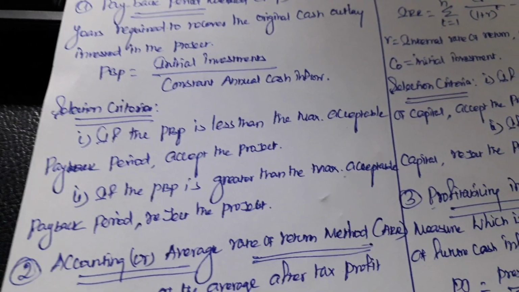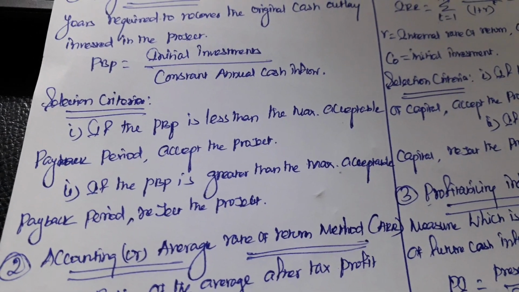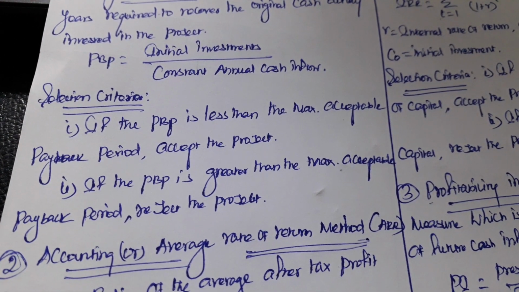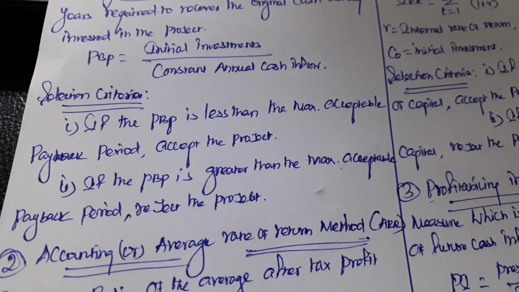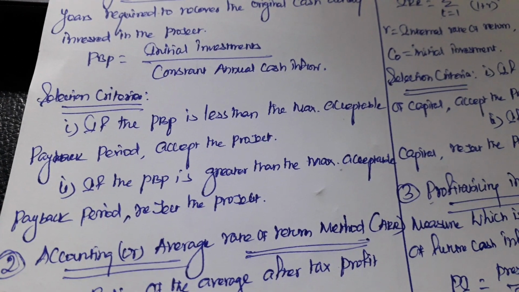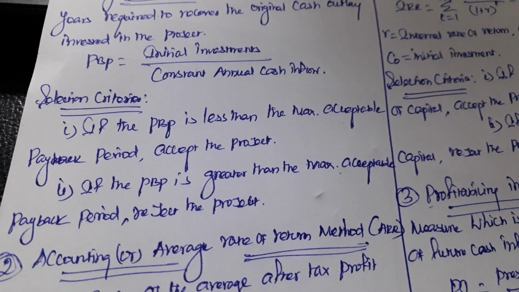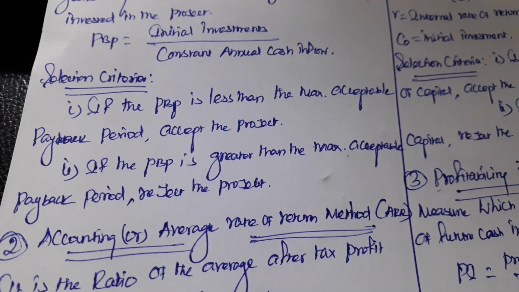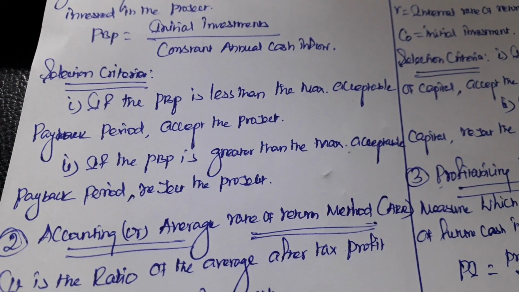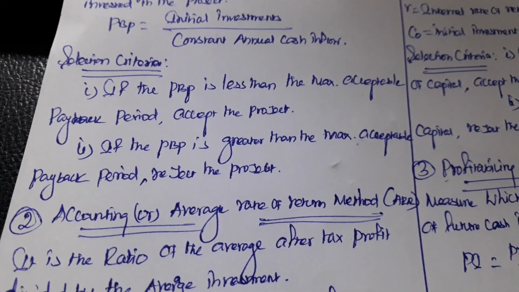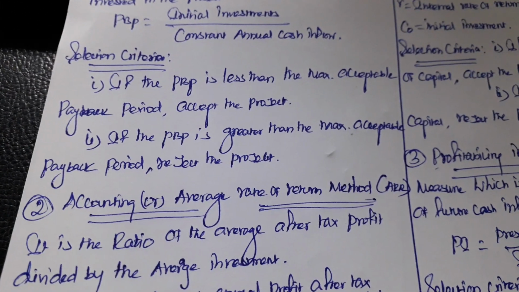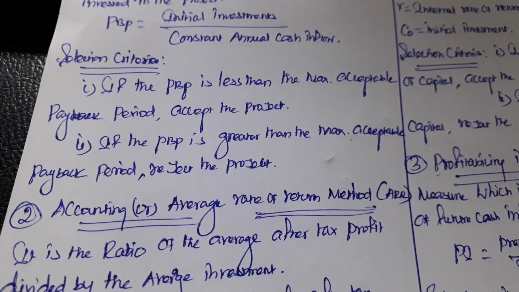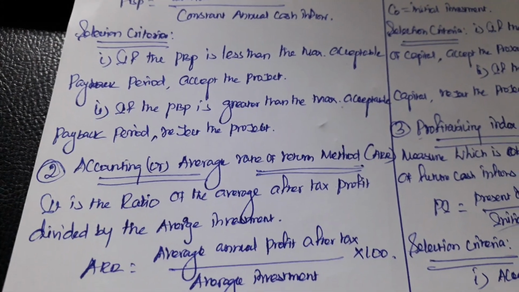Then the project selection criteria. If the PBP is less than the maximum acceptable payback period, accept the project. If not, we will reject the project. It is the vice versa. If the PBP is greater than the maximum acceptable payback period, then we have to reject the project.